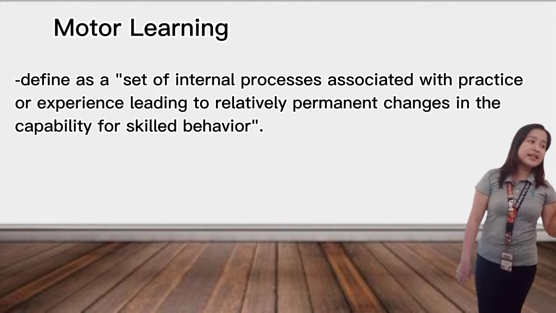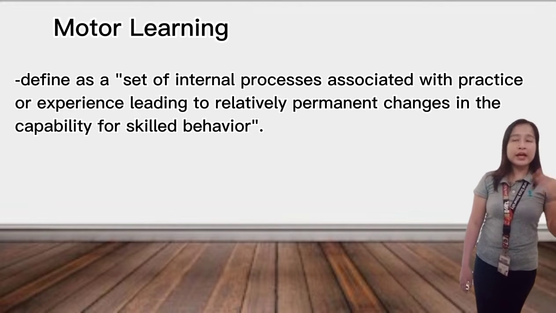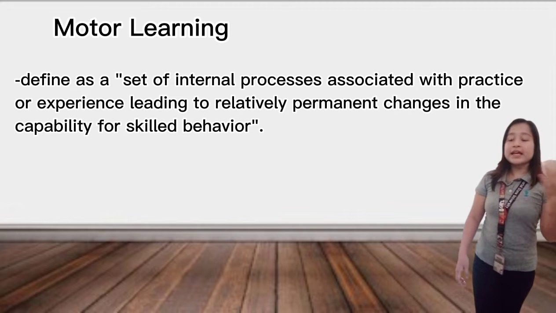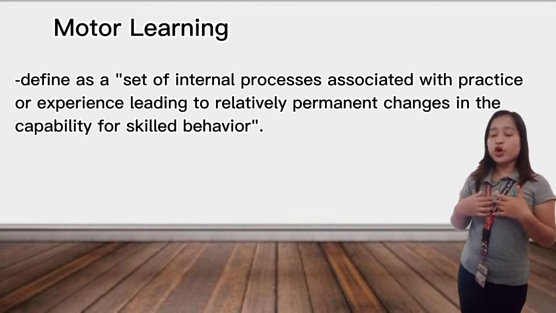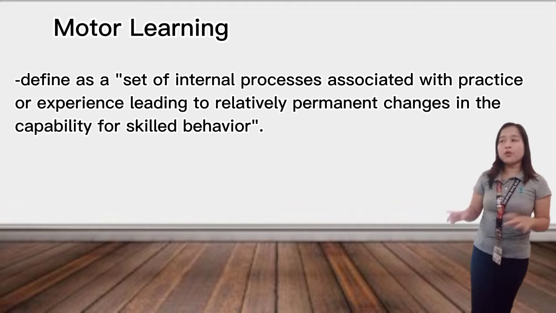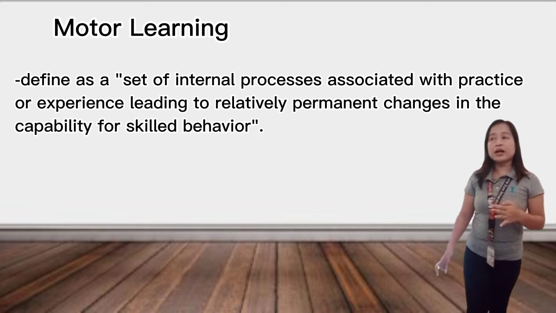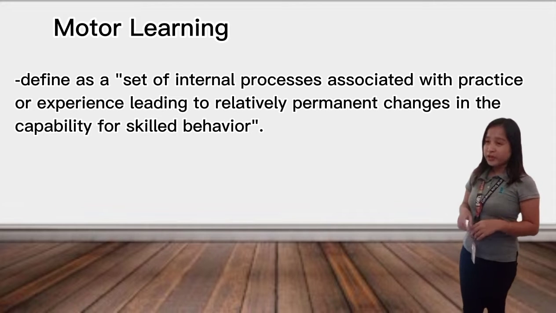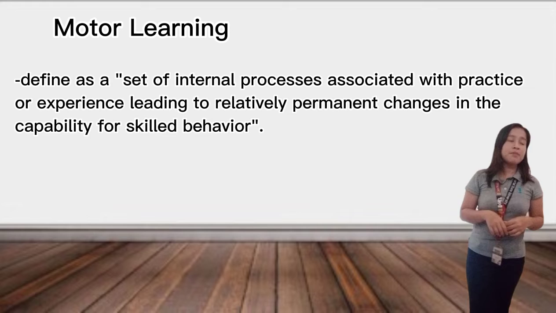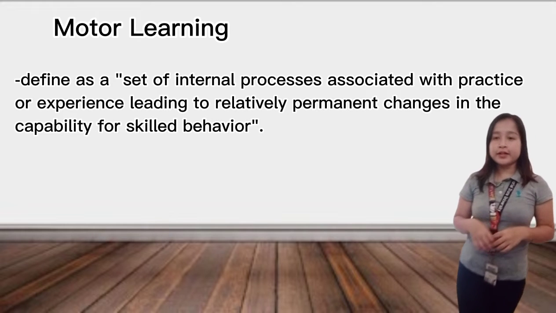You have to learn something first, then after that, you can execute it on your own. For example, you don't know how to dance, then your instructor in PE will teach you, and when you learn, you can execute it all by yourself. And that is an example of motor learning.